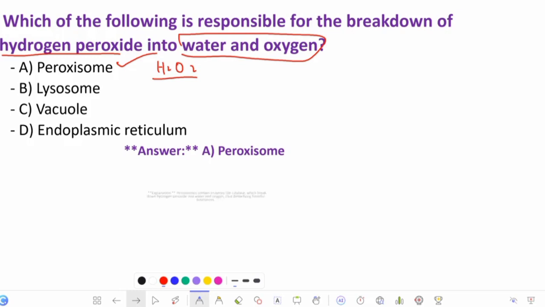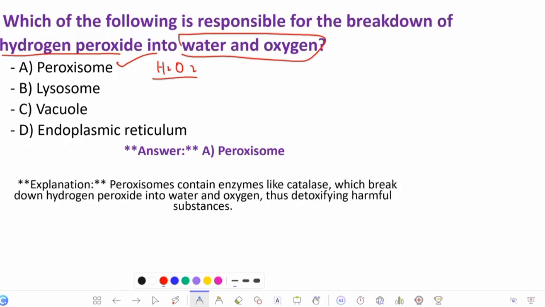Let's see the explanation. Peroxisome contains enzymes like catalase, which break down hydrogen peroxide into water and oxygen, thus detoxifying harmful substances. Detoxifying means removing the harmful effect from substances. So peroxisome converts hydrogen peroxide into water and oxygen inside the body.